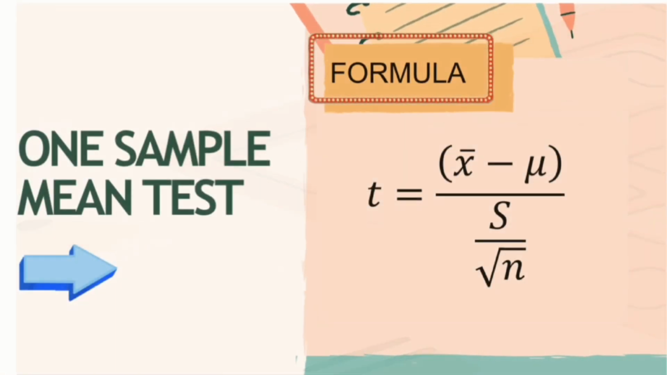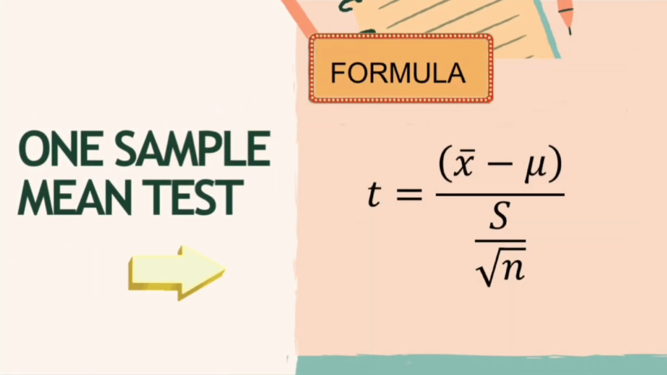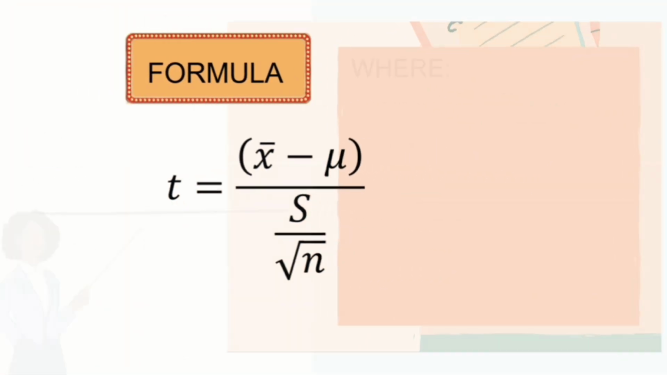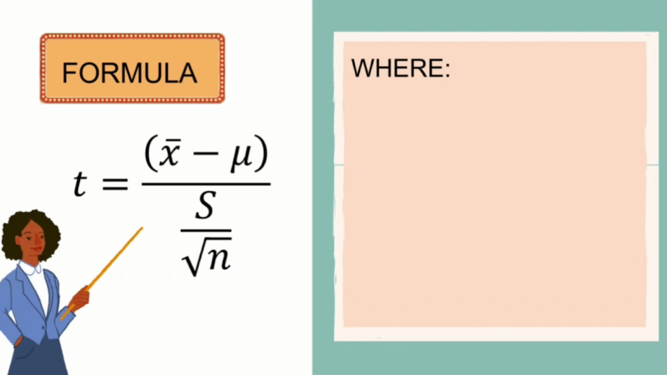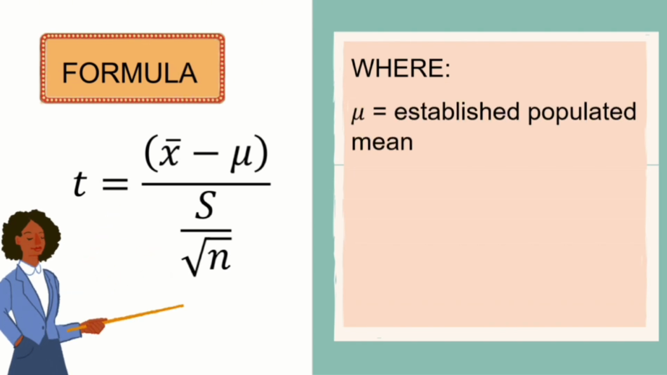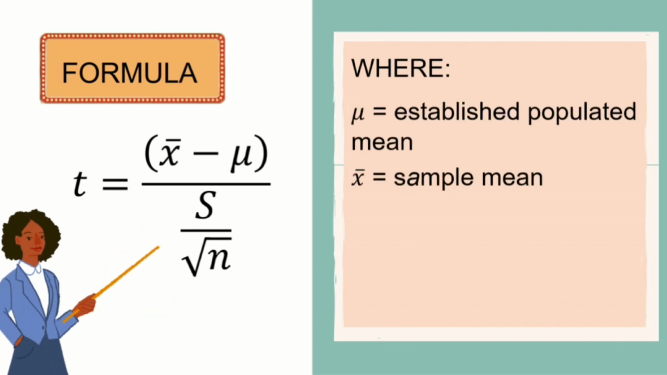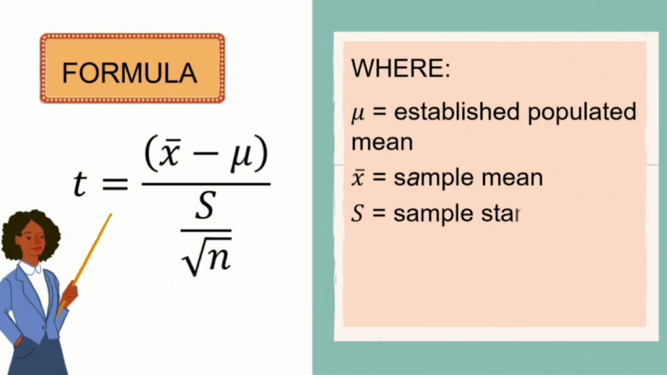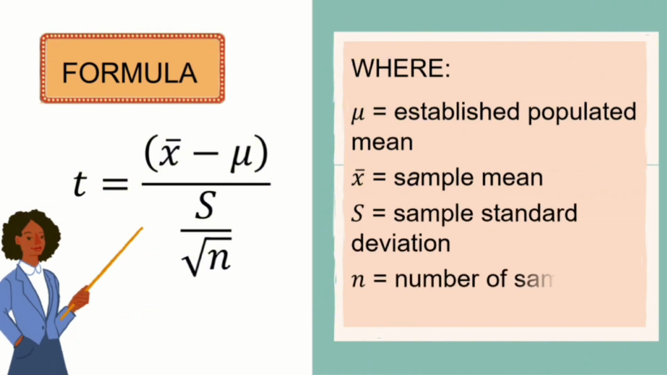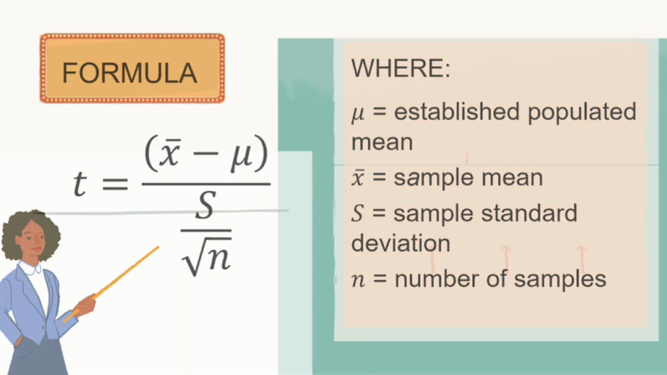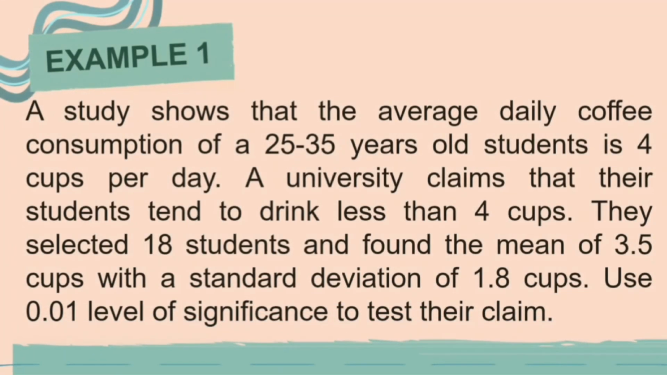The formula in t-test one sample is t equals mean minus population mean divided by standard deviation over square root of n, wherein μ is the established population mean, x̄ is the sample mean, s is the standard deviation, and n is the number of samples. Let's have our first example.